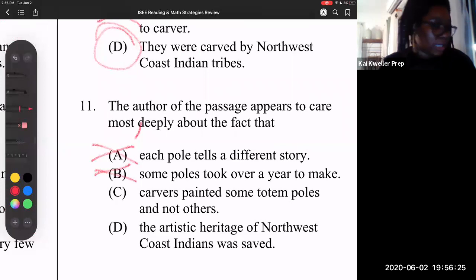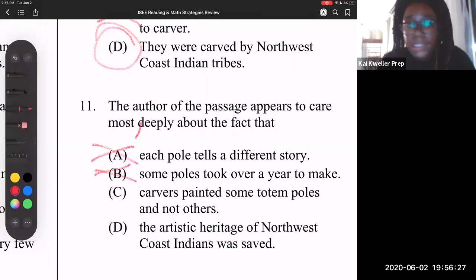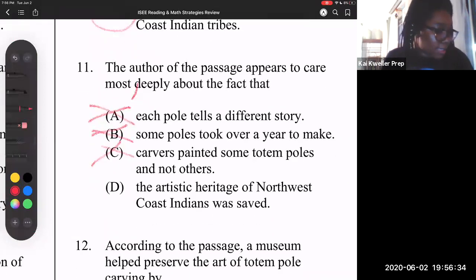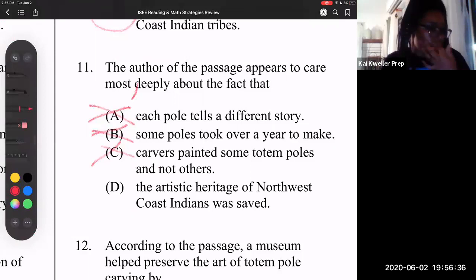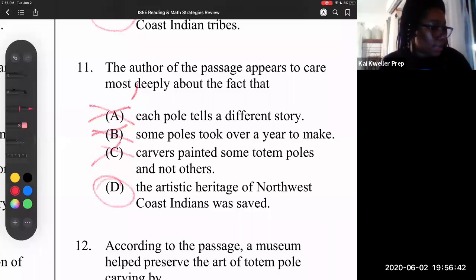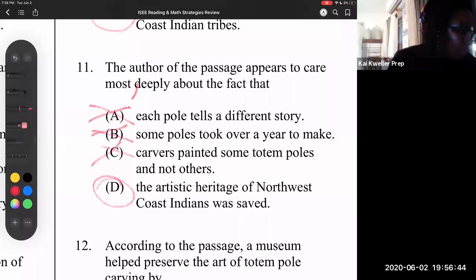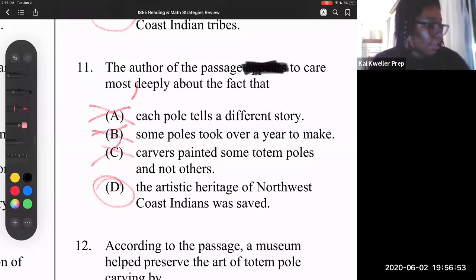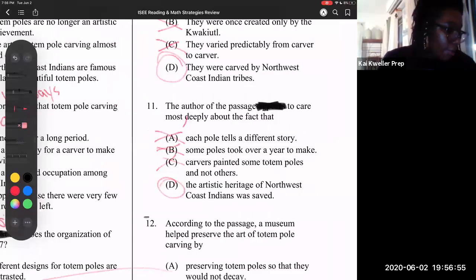Carvers painted some poles and not others. Again, he barely mentions this, like half a line. You can't care about something that you barely mention. So, can't be C. But the artistic heritage of the Northwest Coast Indians was saved. Now, that is something that he notes in his final paragraph or his conclusion. So that is, in fact, important and shows that he cares deeply about it. And "appears," yes, as you guys mentioned in the chat, is not something we think is important, and we cross it out.